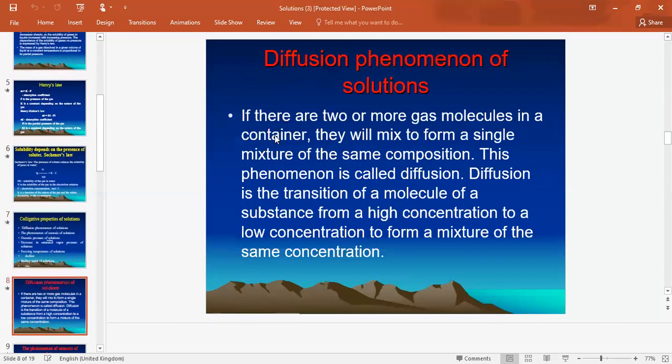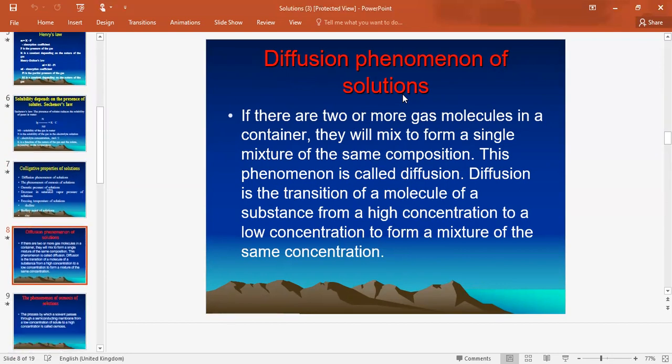Now we discuss these colligative properties one by one. First is diffusion. If there are two or more gas molecules in a container, they will mix to form a single mixture of the same composition. This phenomenon is called diffusion. Diffusion is the transition of molecules of a substance from a higher concentration to a lower concentration to form a mixture of the same concentration.